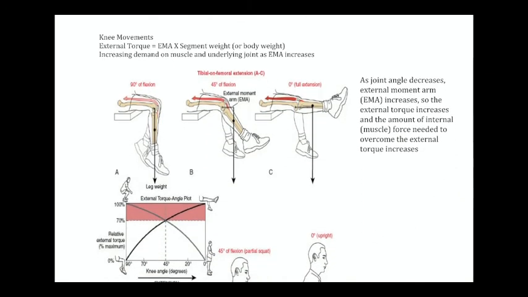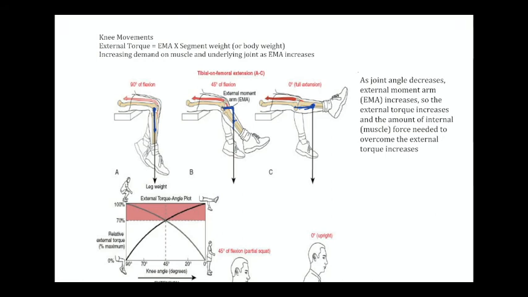So looking at knee movements, we're looking at what's happening here. We have an EMA, external moment arm, of basically 0 when we're at full flexion, right? So the distance is nothing. As we start to extend, that EMA also goes out, so our EMA gets larger. And at full extension, it's at its farthest point. We measure that EMA from basically the middle of the body segment.